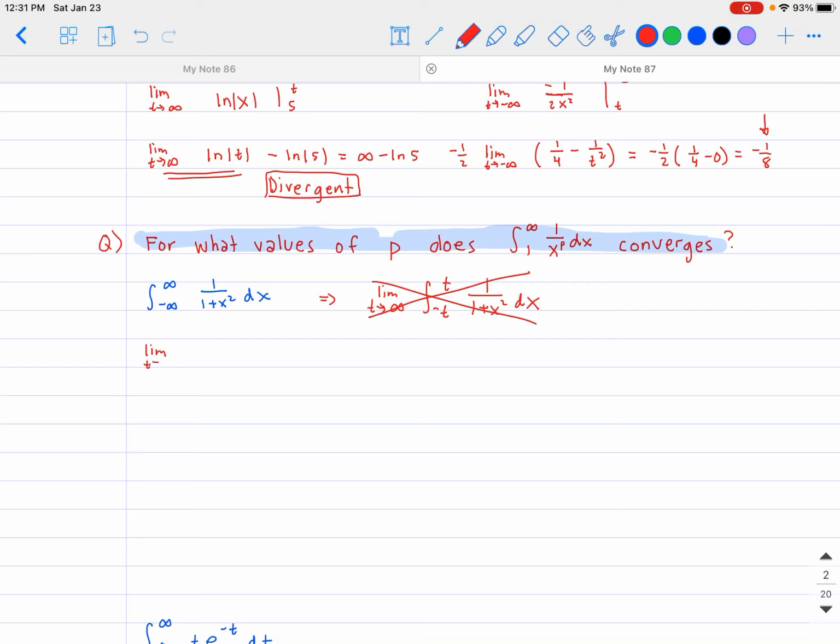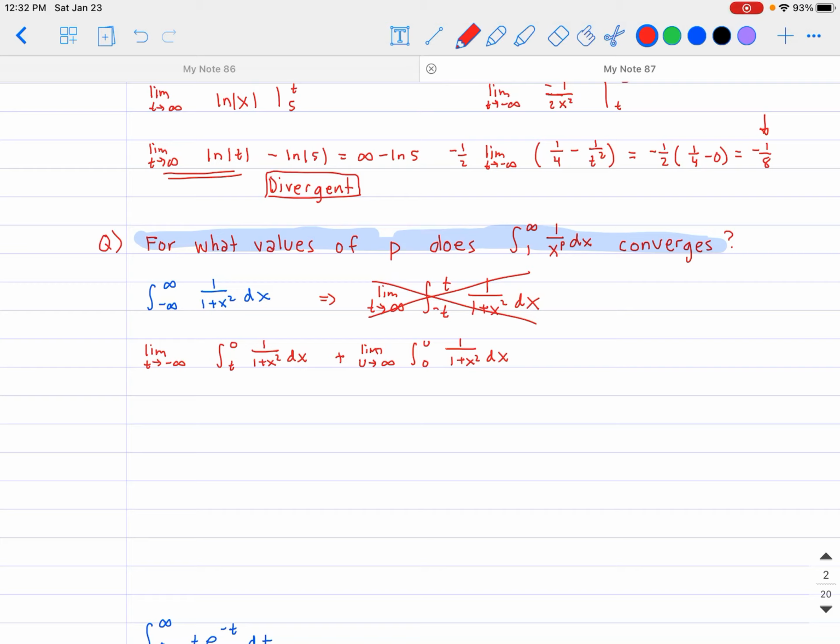Limit as t approaches negative infinity of the integral from t to 0 of 1 over 1 plus x squared dx, and then plus the limit as, let's use a different variable in this case, let's say u approaches infinity of the integral from 0 to u of 1 over 1 plus x squared dx. Notice that I broke it into two parts, because we want to be able to use that definition from earlier, where one of the boundaries, upper bound or lower bound, has to be some sort of numerical finite value in an interval.